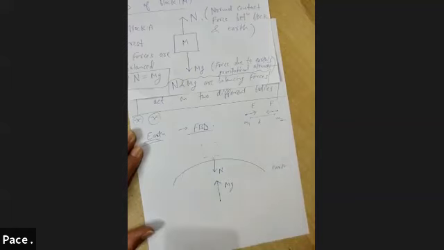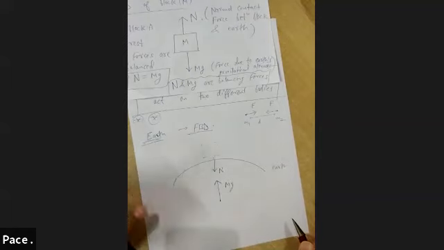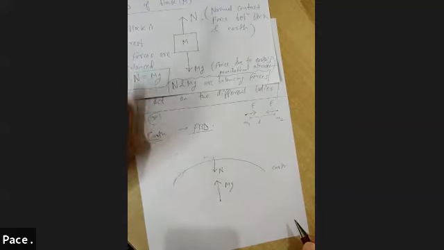And if Earth's surface is applying force capital N, normal contact force, on block in upward direction, then same amount of force would be applied by block on Earth in downward direction, as shown in the figure. Is it clear? So basically these are action reaction pairs.